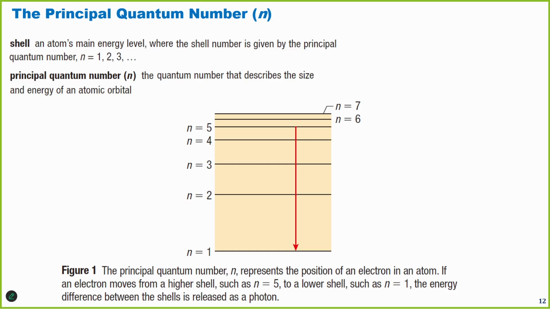So in summary, the principal quantum number n represents the position of an electron in the atom. If an electron moves from a higher shell, such as n equals 5, to a lower shell, such as n equals 1, the energy difference between the shells is released as a photon.